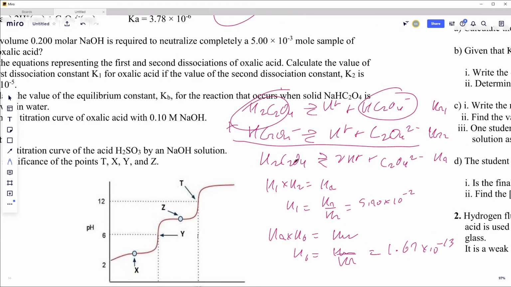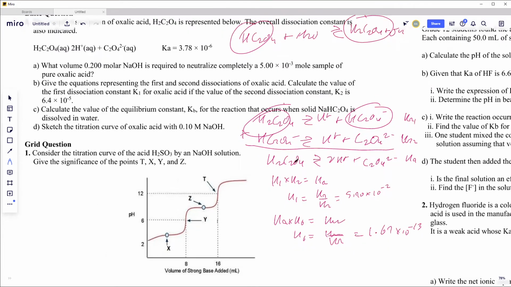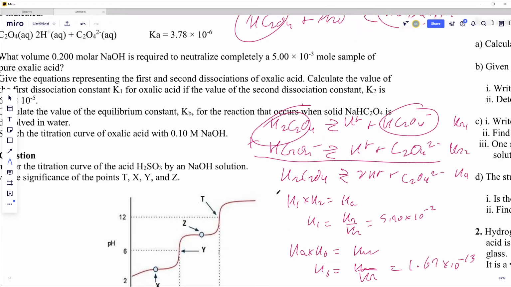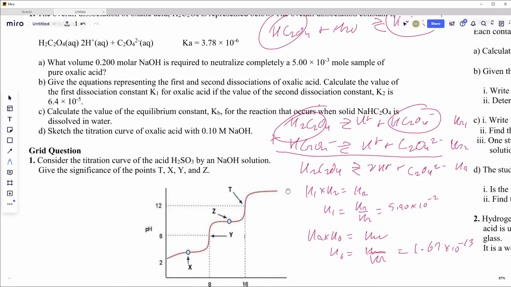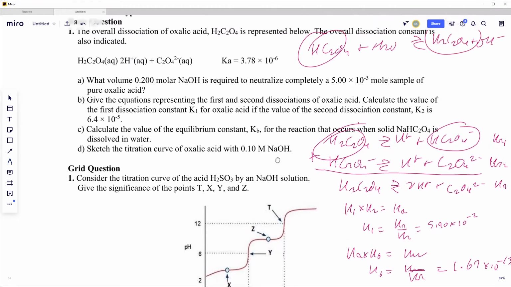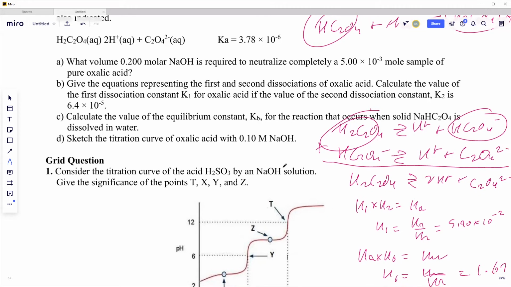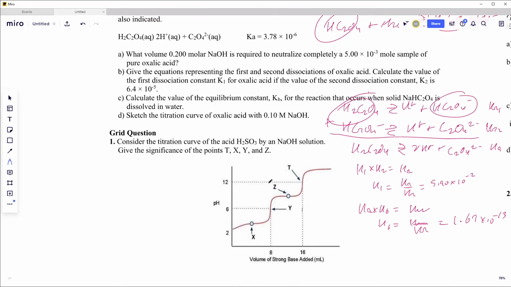Since it's behaving as an acid for the most part, it's expected to have a small Kb value, because it's more of an acid, less of a base. So sketch the titration curve of the oxalic acid with the strong base. First of all, what type of protic acid is it? It's a diprotic, so you're going to have 2.